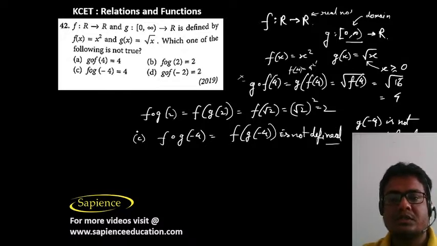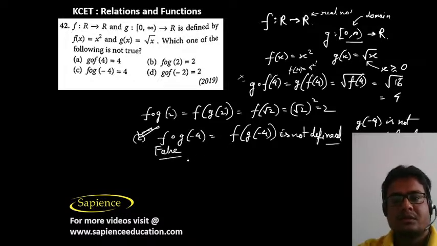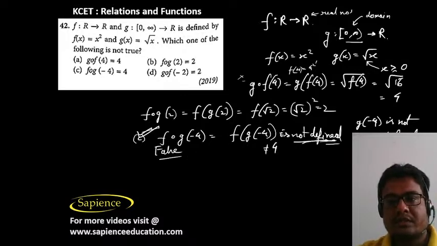So option C is the correct answer, since option C is false. It is not equal to 4. The answer should be not defined here.